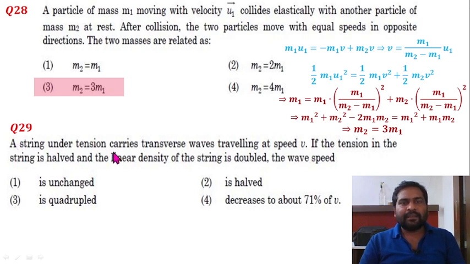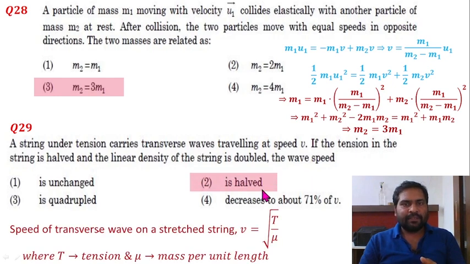A string under tension carries transverse waves traveling at speed v. If the tension in the string is halved and the linear density of the string is doubled, the wave speed is? The speed of a transverse wave on a stretched string is v equal to square root of T by mu, where mu is mass per unit length or linear density, and T is tension. So linear density is doubled, and tension is halved.